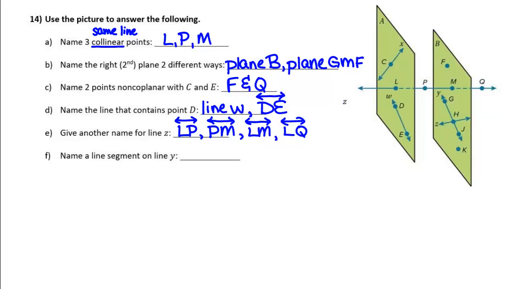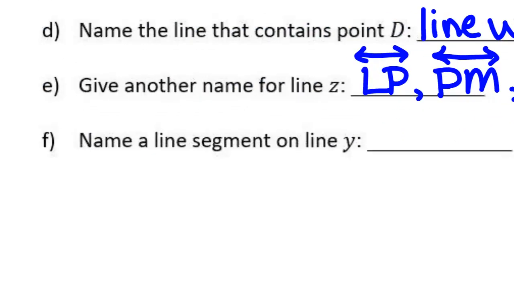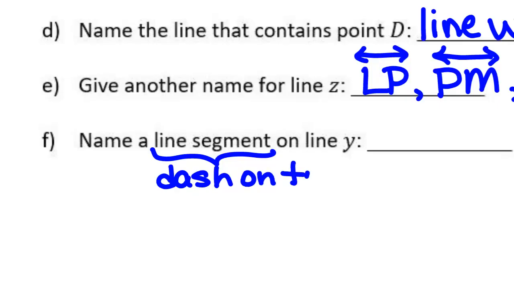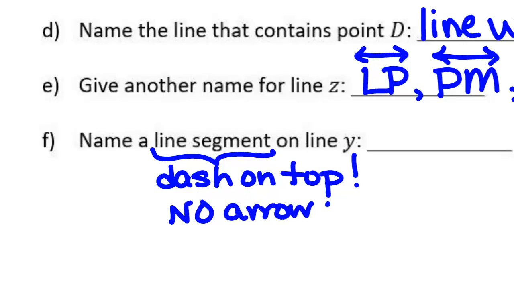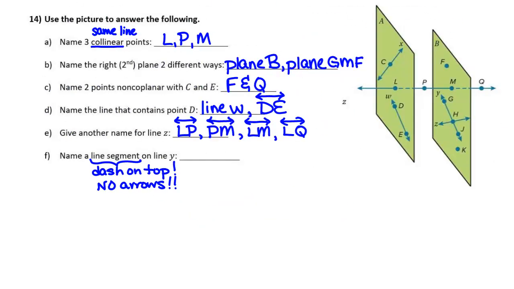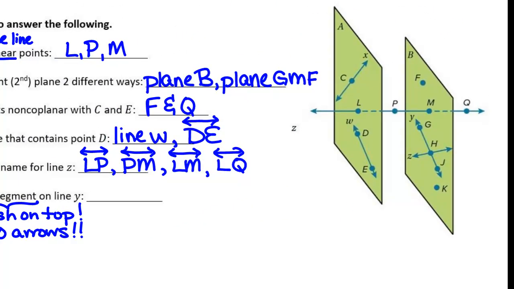Last part. Name a line segment on line Y. With a line segment, we do a dash on top. No arrows. Line Y. Got to go looking for this. Here's line Y.